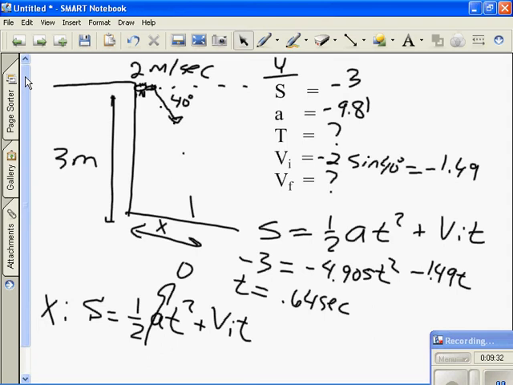If I solve for t by using s equals 1/2 at squared plus vit in the y dimension, let's put the y on there, I end up with t is 0.64 seconds. Question? That would be a problem. 2 times sine of 40 equals, now I get 1.49.